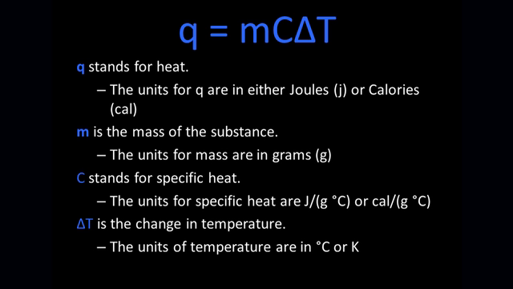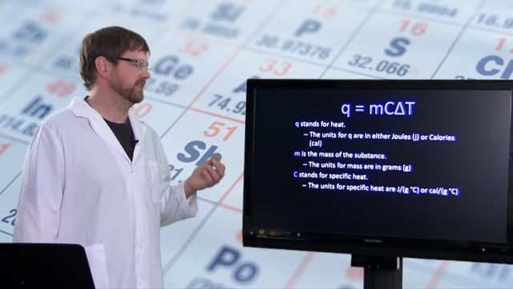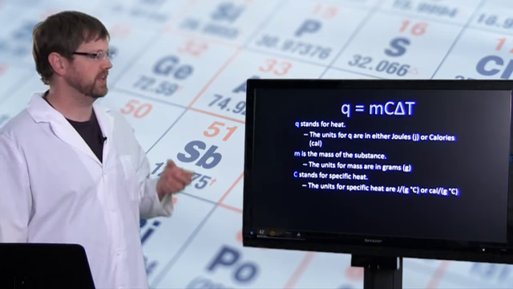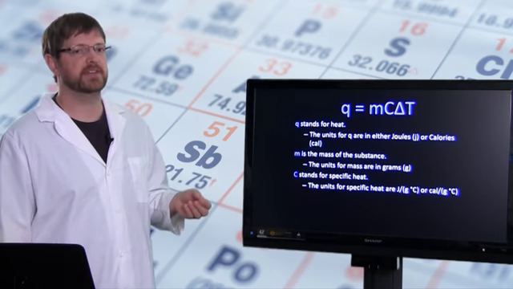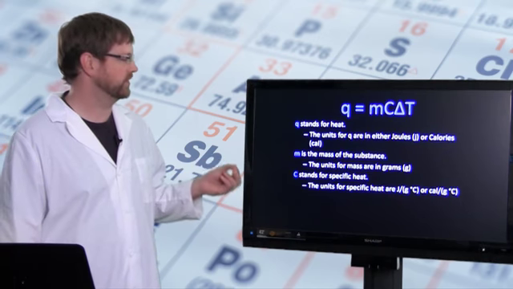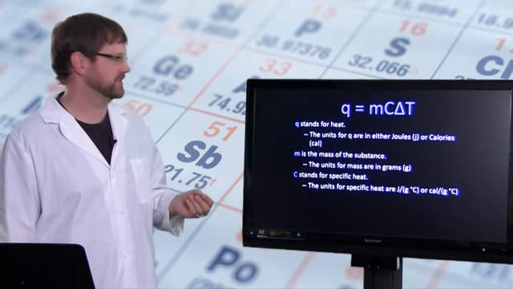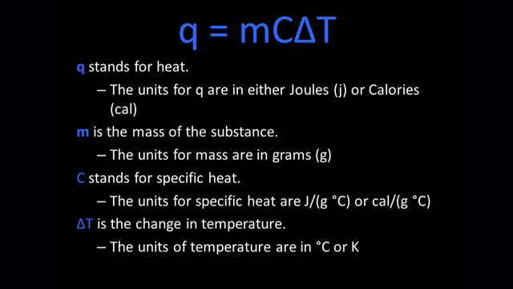Now, C actually stands for the specific heat. Now, specific heat is unique to each element or compound. What specific heat represents is how much energy it takes to raise 1 gram of a substance 1 degree Celsius. So, delta T finally is the change of temperature. It's either in Celsius or Kelvin.